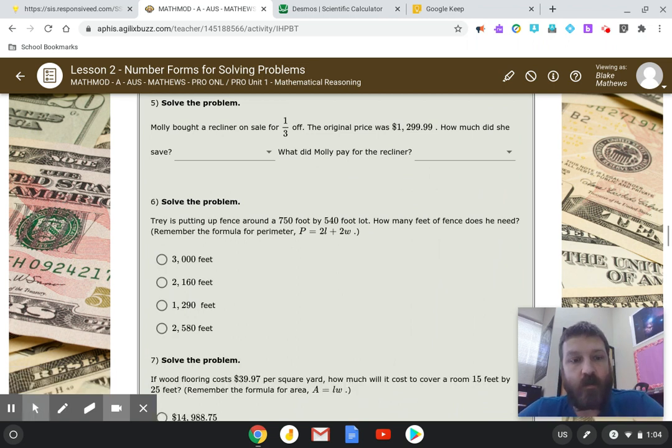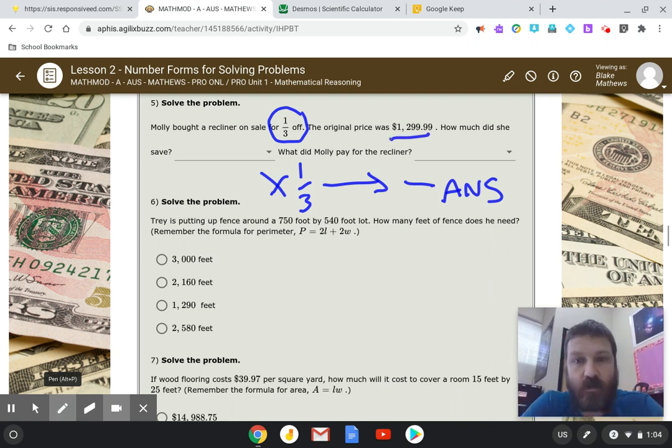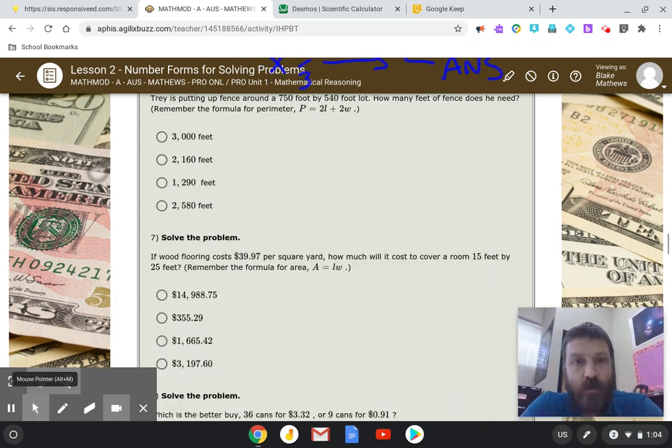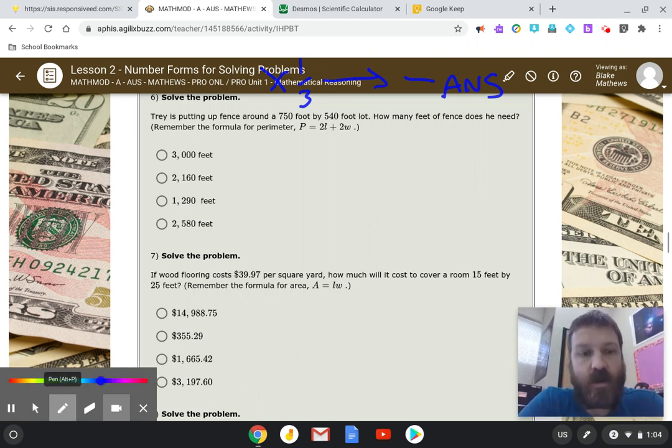Molly bought a recliner on sale for 1/3 off. Okay, so this 1/3 off means that we are multiplying and subtracting. In other words, we're going to multiply the 1/3 times the price, and then we're going to take that and subtract the answer that we got from the original. So first multiply the total times 1/3 and then go from there. You might be fine on these. So if this is not helpful to you, feel free to just go do what you can yourself.